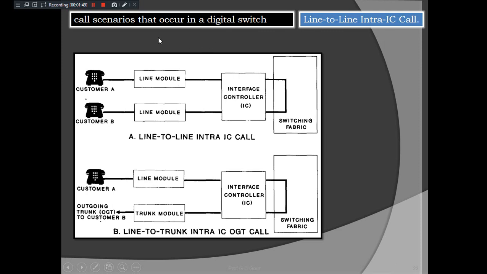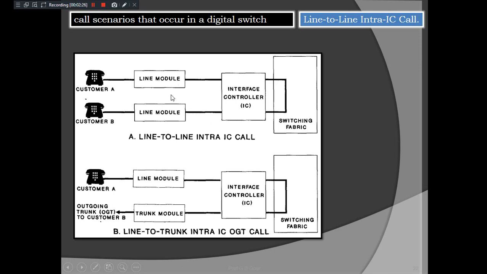The first one is the line to line intra IC call, intra interface controller call. Here you can see a very simple block diagram. Two customers are there, A and B. Customer A is connected through a separate line module to the IC. Customer B is connected through a separate line module to the same IC, the same interface controller.